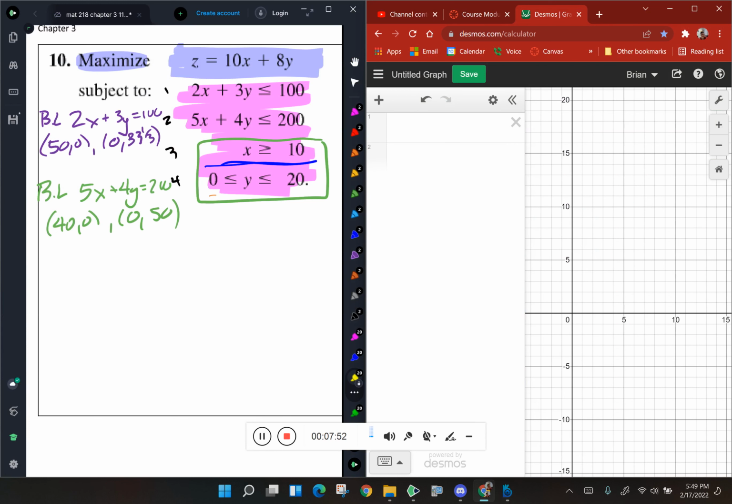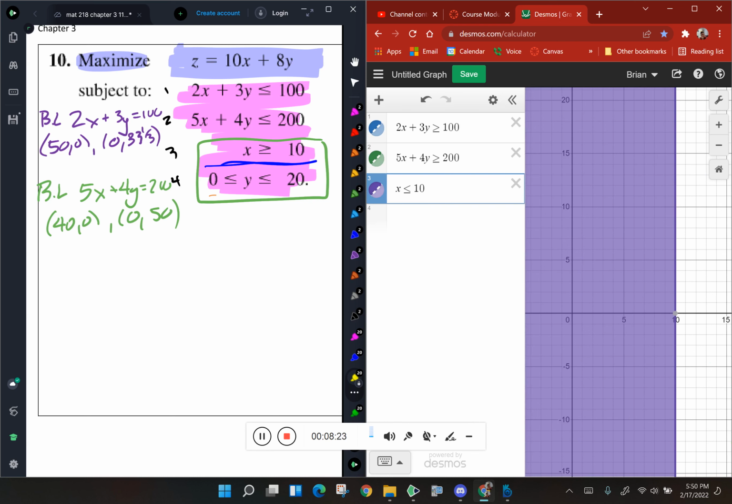Okay. All right, so my first inequality is 2x plus 3y. It should be less than or equal to 100, but I'm going to shade the opposite side again to make it easier to see. My second inequality, my second constraint, if I want to get fancy about it, plus 4y is greater than or equal to 200. My third inequality is x is less than or equal to 10. Remember, I'm shading the opposite side.